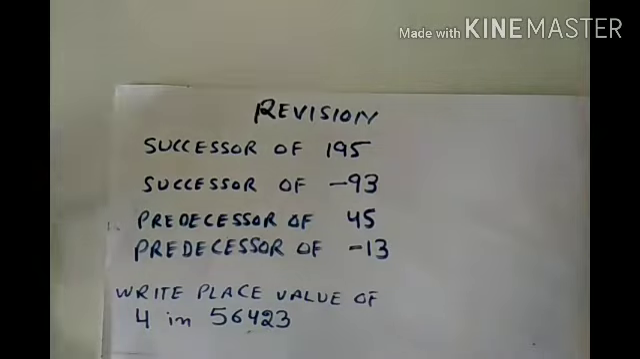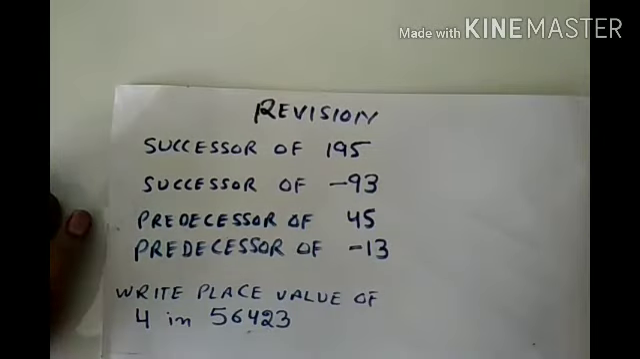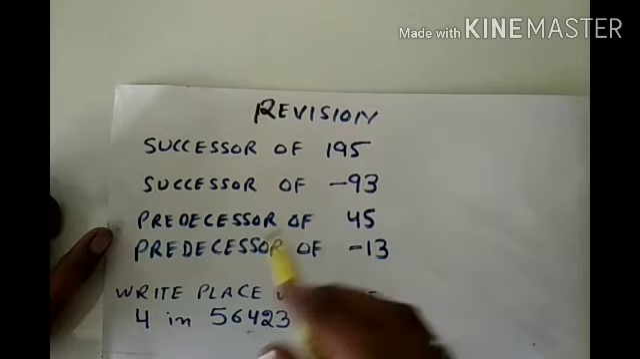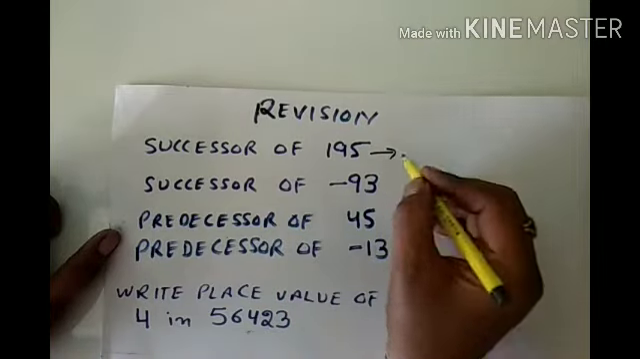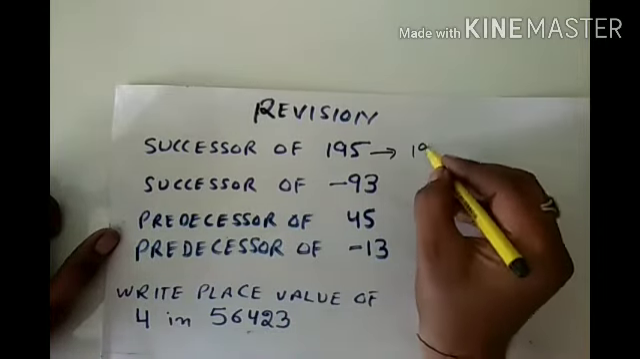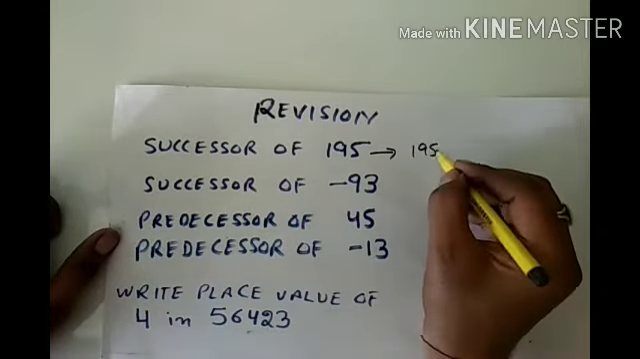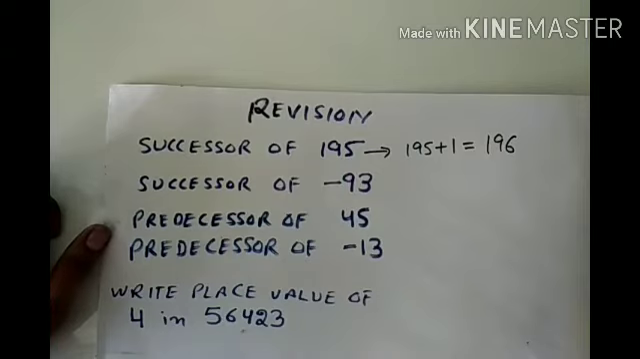The first question is how we find the successor of 195. Successor means the number that comes to the right-hand side of a number. To find the successor, we add 1 to the given number. So, I will add 1 to 195 and my answer is 196.